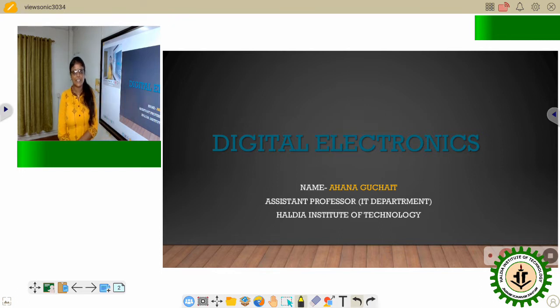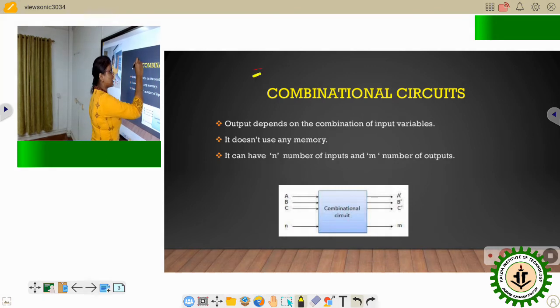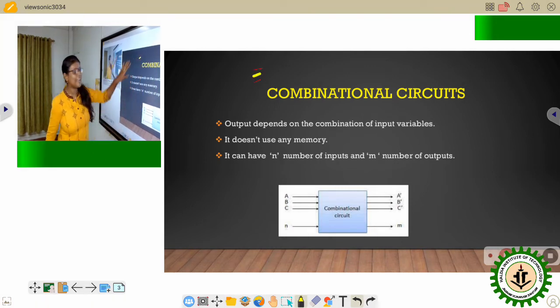In today's lecture, I am going to give my lecture on combinational circuits. In a combinational circuit, the output variables depend on the input variables. We are giving n number of inputs and getting m number of outputs. It doesn't need any type of memory.